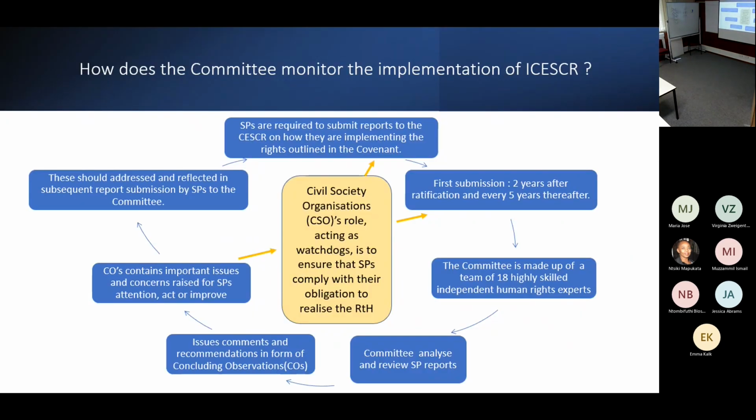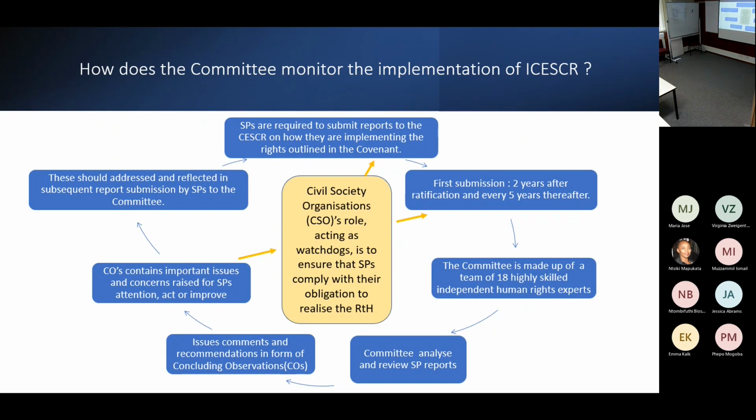So how does the committee monitor the implementation of this covenant? When a state party has ratified the covenant, it is required to submit reports to the CESCR on how it is implementing the rights outlined in the covenant. The first submission is due 2 years after ratification, and then every five years thereafter.